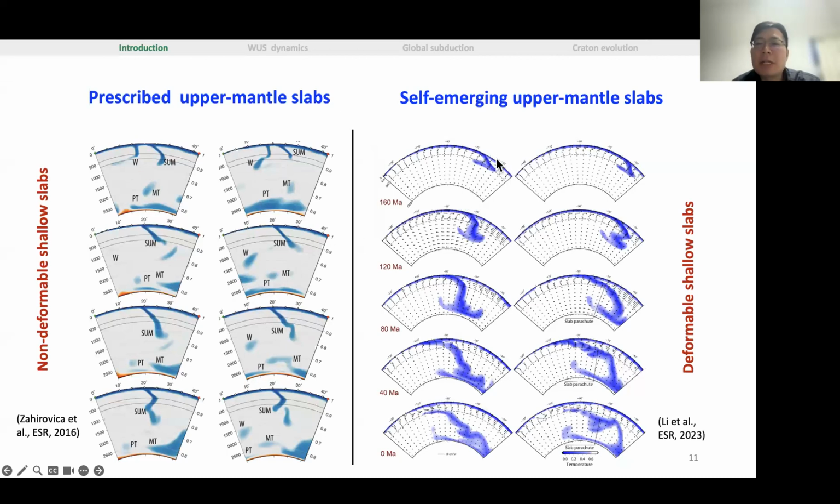But in our case, the slabs are self-emerging. In other words, the slab can do whatever it wants. So they can have a changing dip angle, and they can even have a break or deformation like this. So it's really flexible and deformable.